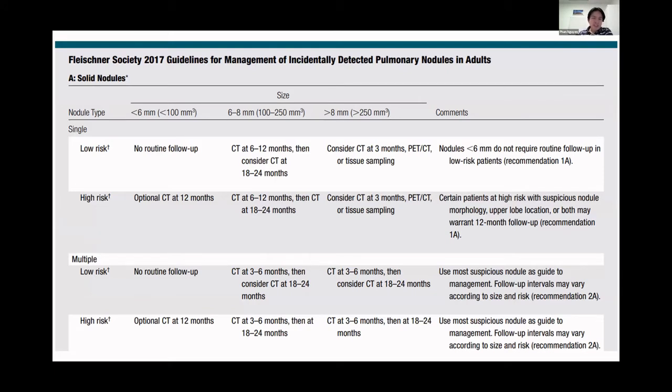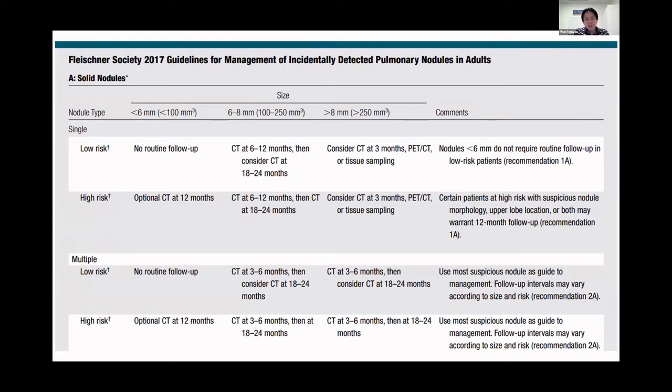So for the solid nodules, this was last updated in 2017, and I'm sure there'll be another update very soon. So for a single solid nodule under 6 millimeters, then the risk is extremely low. So if there's a high risk patient, so if you pop into the model, if they're high risk, such as with a family history or smoking history, then you might do an optional CT at 12 months.